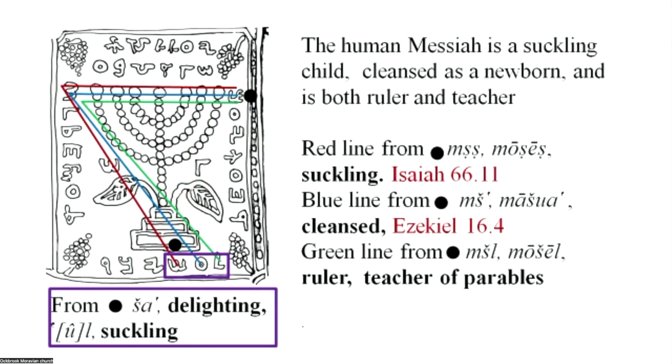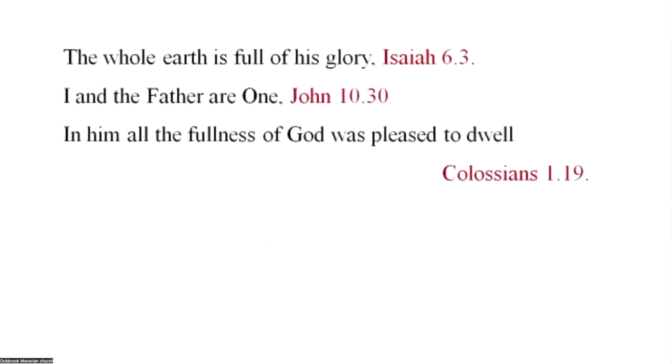Completing that pattern, you have the name again, and here it goes down and roots itself in the purple box. And there it is the suckling who delights, the child who plays, of course, on the adder's den. And the red line here means the suckling. The blue line means he has been cleansed. And the green line means he is the ruler or the teacher of parables, wisdom teaching. So there you've got six descriptions of the Messiah who brings the name, and he comes as the child.